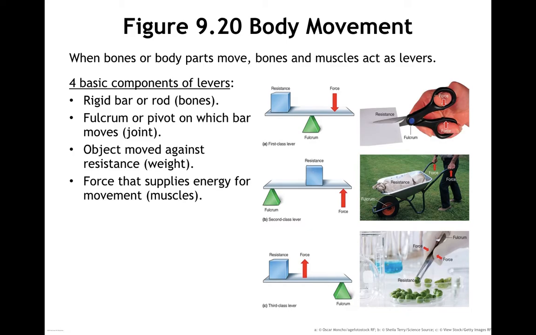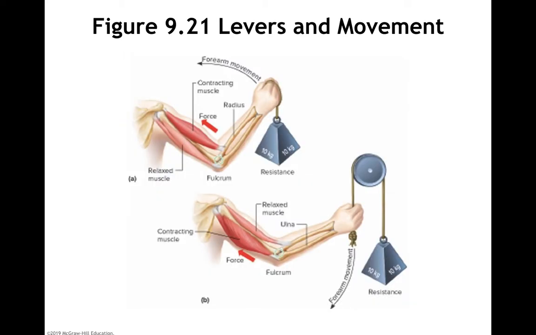So we have resistance, force, and fulcrum to keep in mind, and there are different types of levers based on where the force is applied in relationship to the fulcrum. So we use movement to lift our hand. Here we would pull down on our hand.